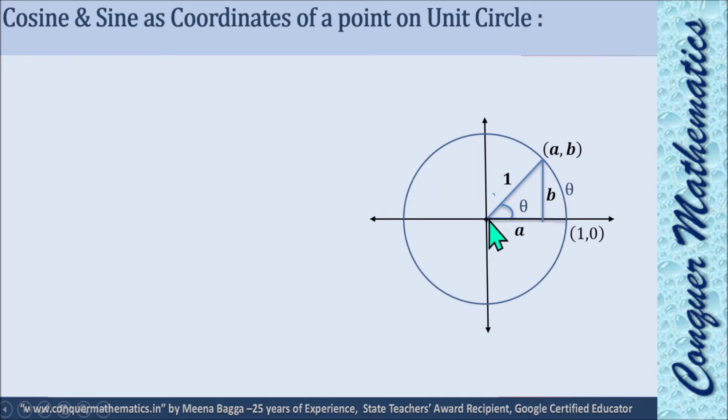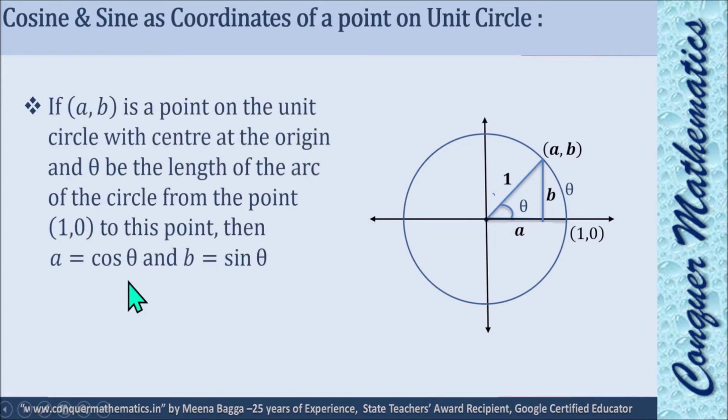Unit circle means circle with radius of 1 unit. If A, B is a point on the circle subtending angle theta with x-axis, that means this arc length is nothing but theta, then A will be cosine of theta and B will be sine of theta. X coordinate of any point on the circle is nothing but cosine of theta and y coordinate will be nothing but sine of theta. Okay.